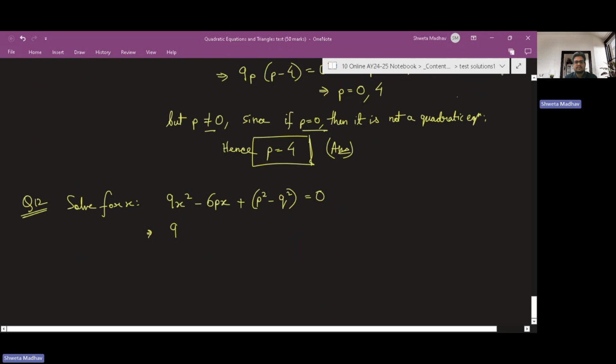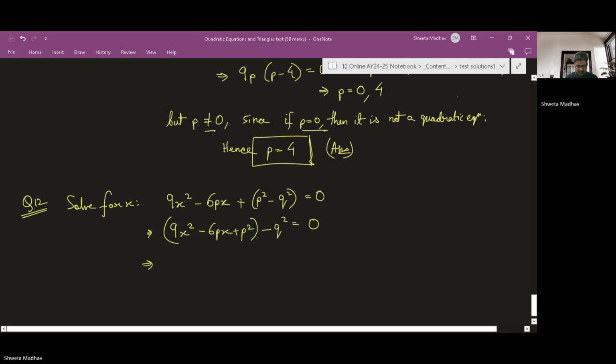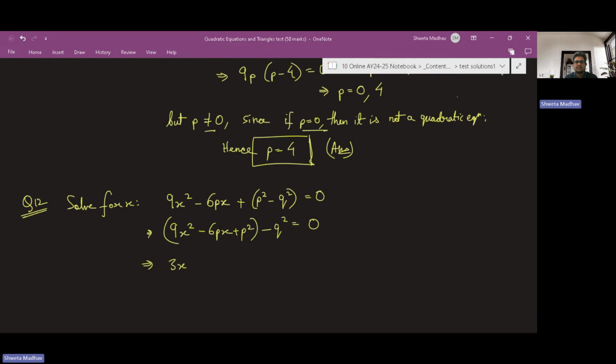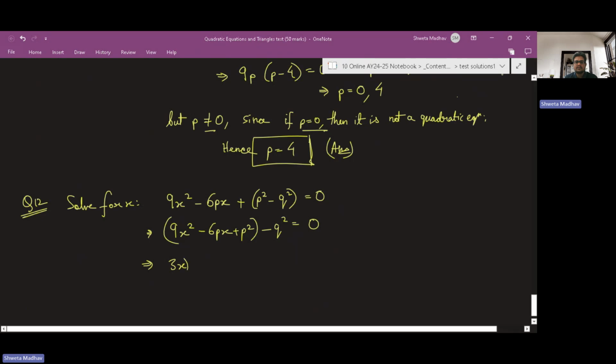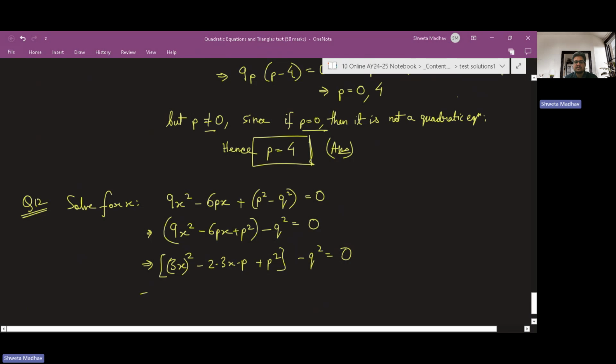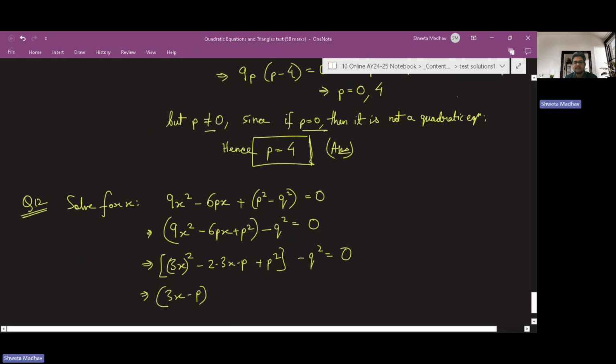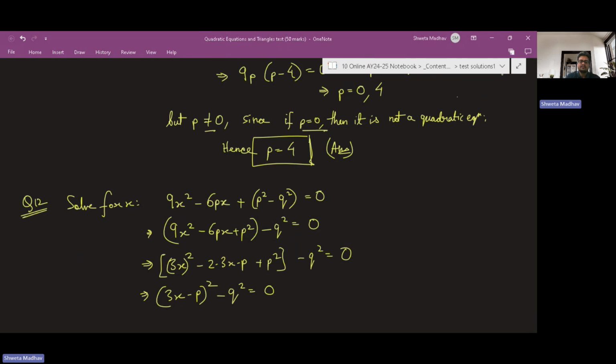Here we can say that this is 9x square minus 6px plus p square and minus q square, that is equal to 0. So this will obviously be 3x whole square minus 2 into 3x into p plus p square minus q square equal to 0. Here we can see that this is of the form a square minus 2ab plus b square, so it is a minus b whole square. So it is 3x minus p whole square minus q square equal to 0.